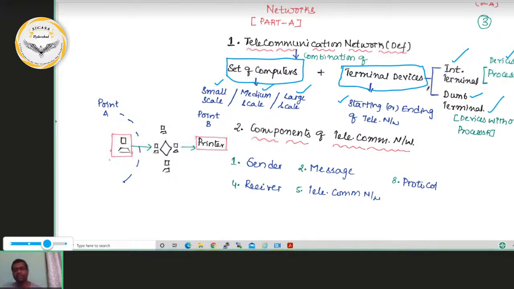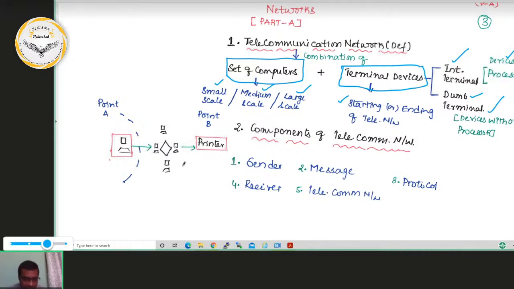So this is a small definition of a telecommunication network. What do you mean by telecommunication network? It's nothing but a combination of a set of computers and terminal devices. For the set of computers, we have different types. Terminal devices are nothing but a starting or an ending point of a telecommunication network. Again, it is divided into two types, intelligent and dumb terminal.